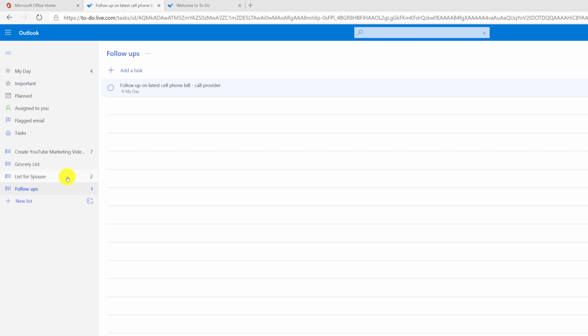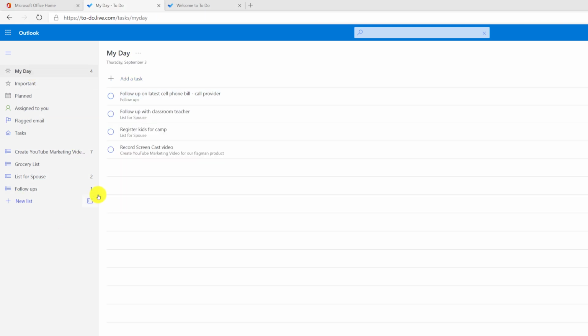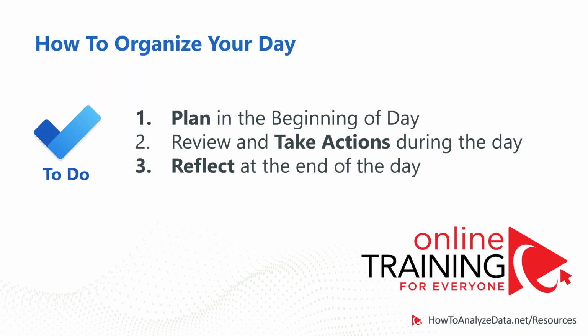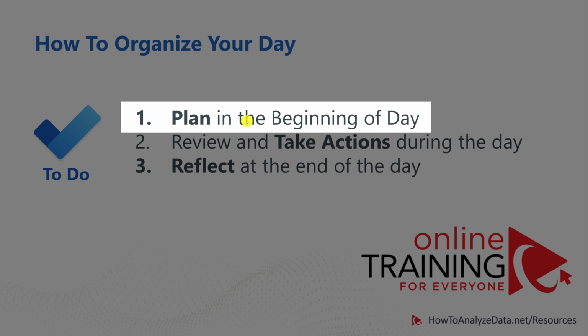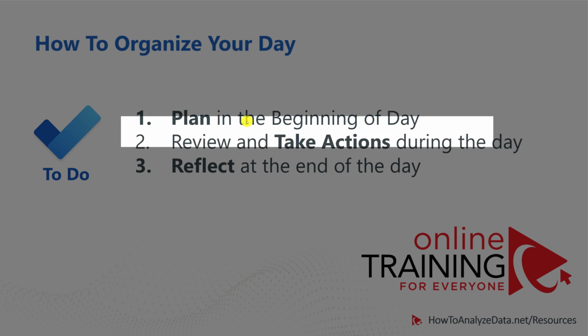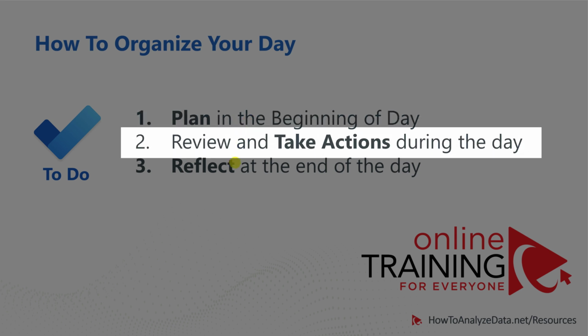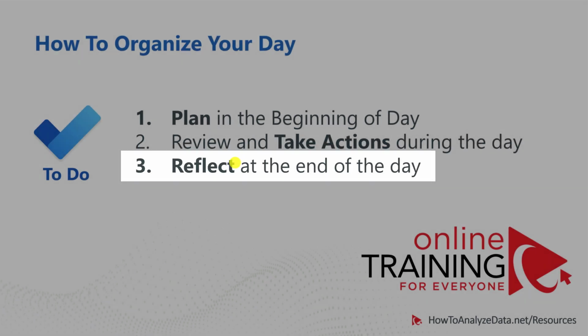So now take a look at what happened. I still have 10 tasks across my lists, but now I have 4 tasks in my day. This helps me organize myself and set goals for today because I'm planning to complete all these 4 tasks today. There are 3 important steps in planning and organizing your day. You plan in the beginning of the day and you decide which tasks you would like to complete. You review the tasks and take actions during the day. And then you reflect at the end of the day.